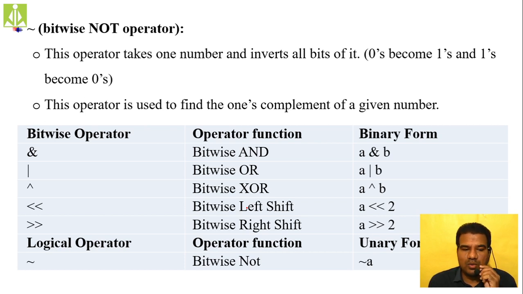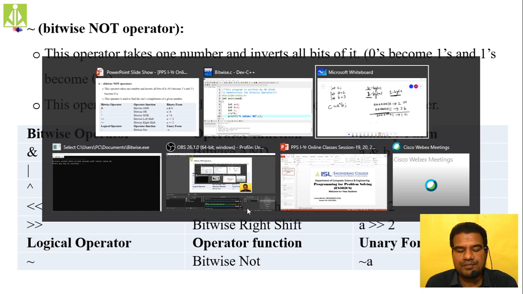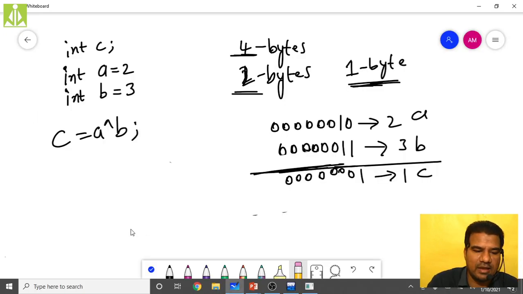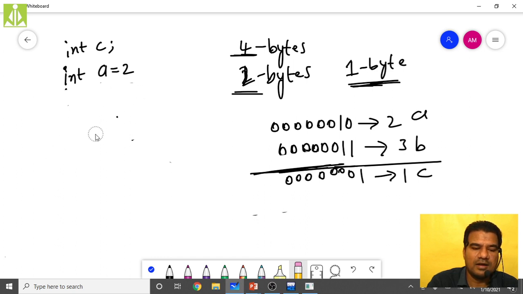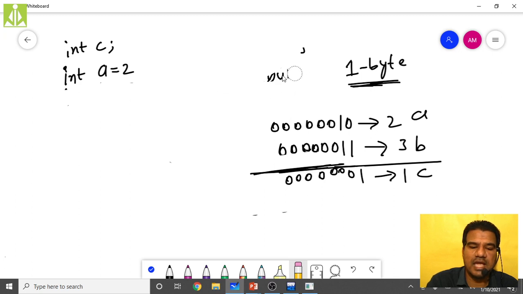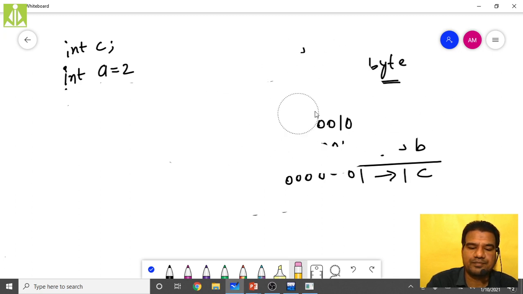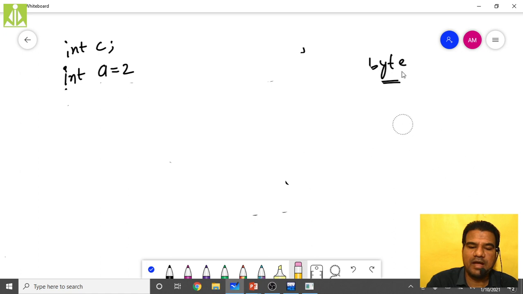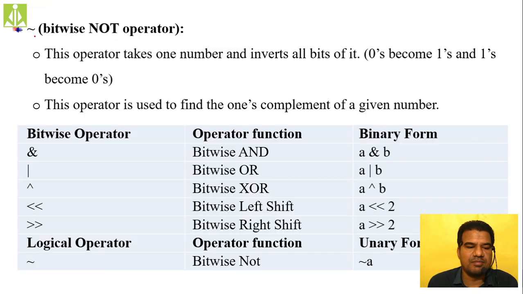What will it do? It will simply complement. In place of 1, it will put 0, and in place of 0, it will put 1. So here we take only A, not B. One operator, one operand, that is A. The A value we set to 2. And for C, what symbol? The negation symbol, as you can see here.